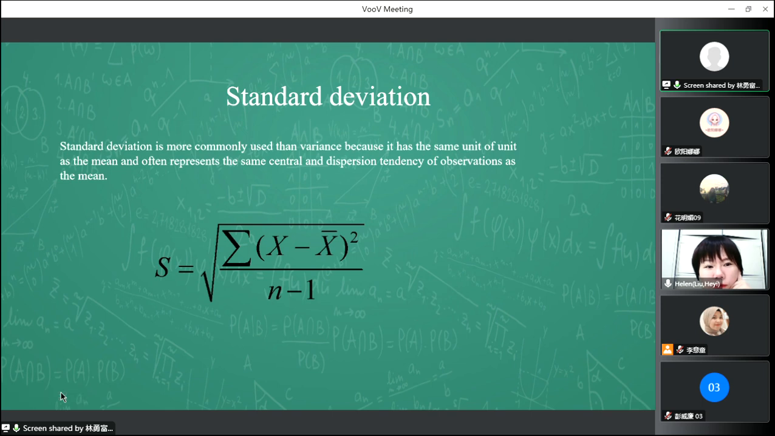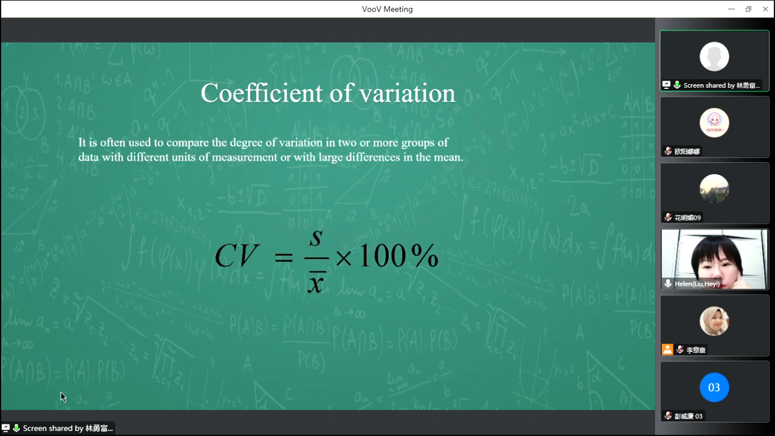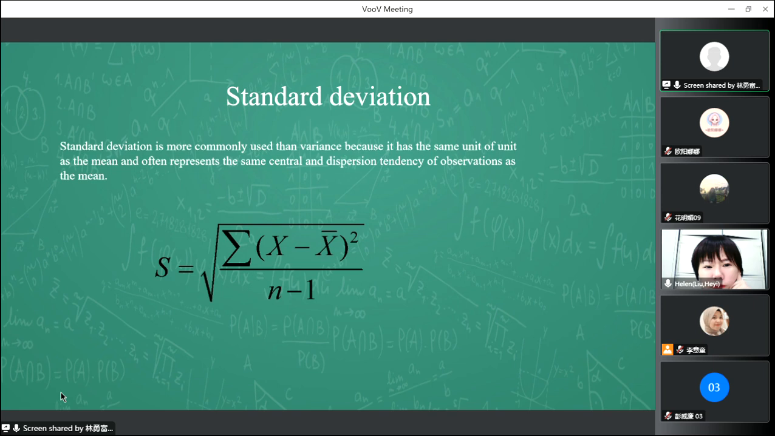Now let's continue to the last part, the coefficient of variation. Coefficient of variation is often used to compare the degree of variation in two or more groups of data with different units of measurement or with large differences in the mean. So this is the formula. I hope you guys remember it. This formula and this one.